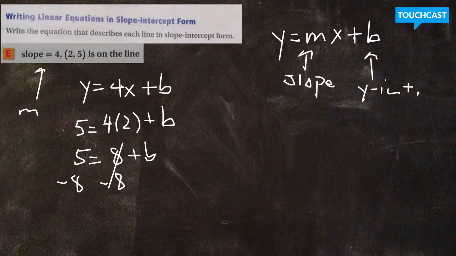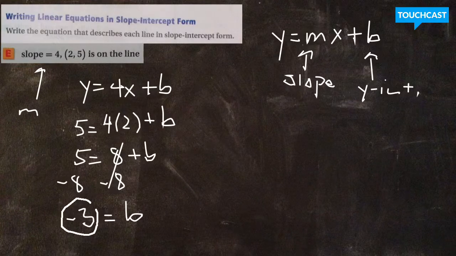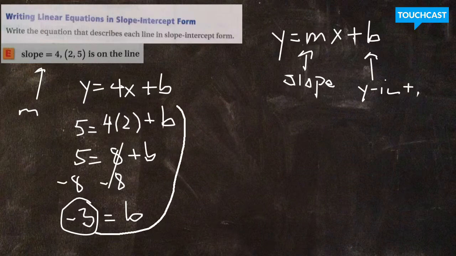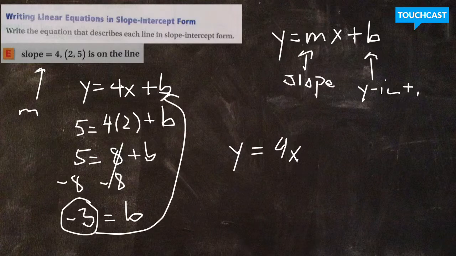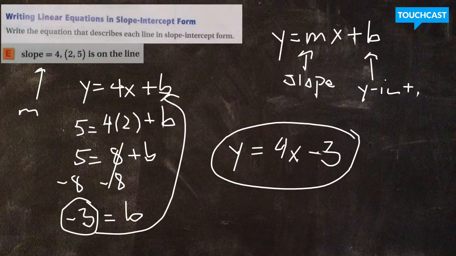5 minus 8 is -3. And -3 is equal to b. So now we can take this -3 and plug it in for b. We found our y-intercept. So y is going to equal 4x minus 3. And that's it. We're done with example 2.